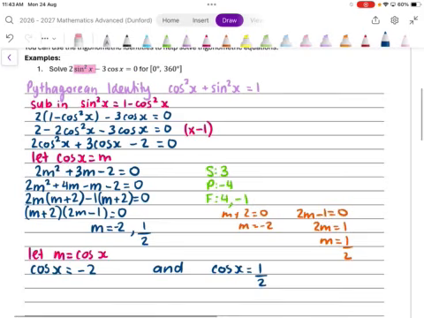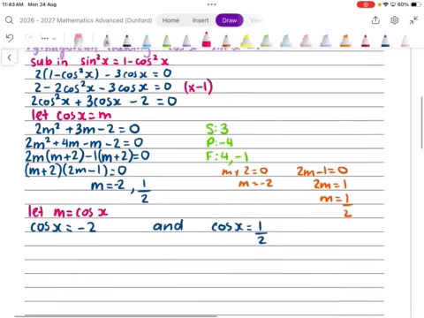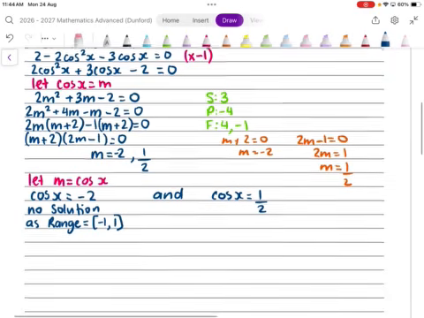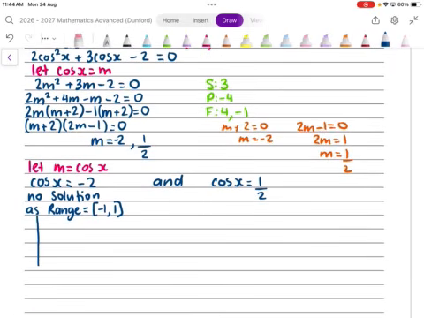Now, something we need to look at is our domain. So our domain in this case is 0 to 360. That means that we're operating in degrees, because 0 to 360 is in degrees. Now, if we have cos x equals minus 2, are we going to have any solutions for that? No. So there is no solution, as the range of cos is equal to minus 1 to 1. That is because of our graph.